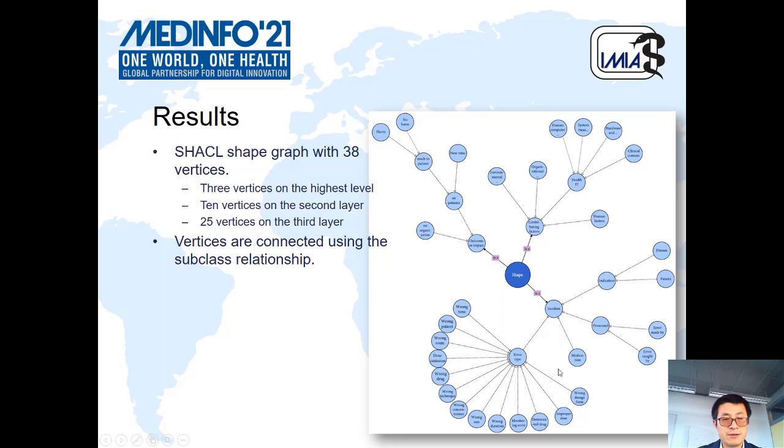Now I will show you the results. After we transformed the ontology to SHACL shape graphs, we got a shape graph with 38 vertices in line with the ontology. As you can see here, at the high level, we have 3 vertices, 10 vertices on the second layer, and 25 vertices on the third layer. All the vertices are connected using the subclass relationship.